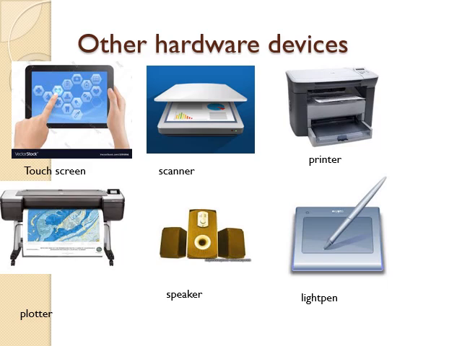Second one, speakers. Speakers are used to listen to music and sounds that are stored in a computer. Next one, light pen. Light pen can be used on special pads where whatever you write on this pad is visible on the monitor. So the light pen works on the special pad. When you write anything on that special pad, it will be visible on your computer monitor.